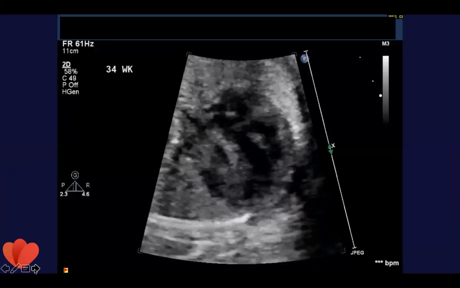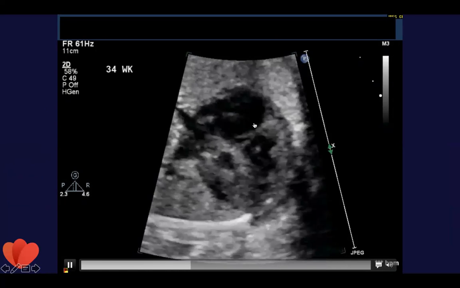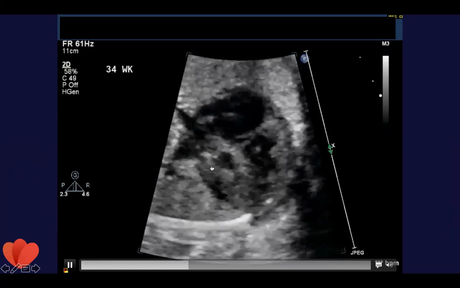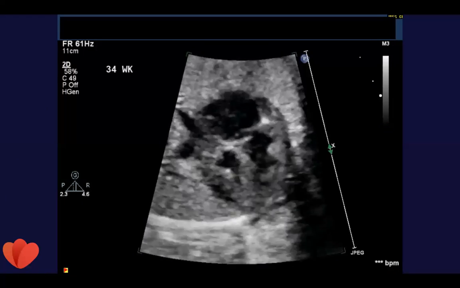So here's an example. Again, here's your spine. So this is left, this is right. You can see how big the right atrium and right ventricle are compared to the small left ventricle. You can see that the mitral valve really doesn't have much of leaflet excursion overall. So this is an example of hypoplastic left heart syndrome.